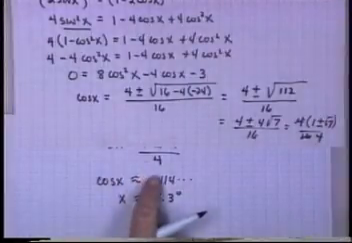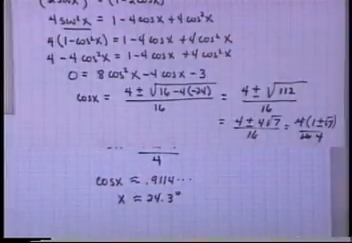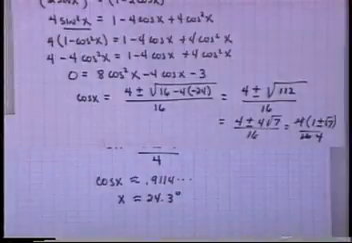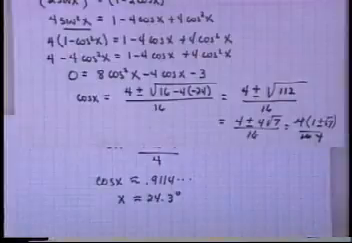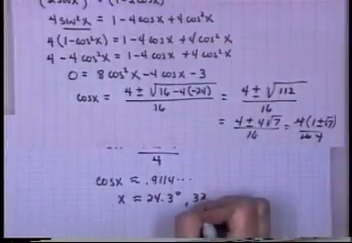The cosine is positive, so that's also true in quadrant 4. So 360 minus the 24.3 reference would be 335.7.